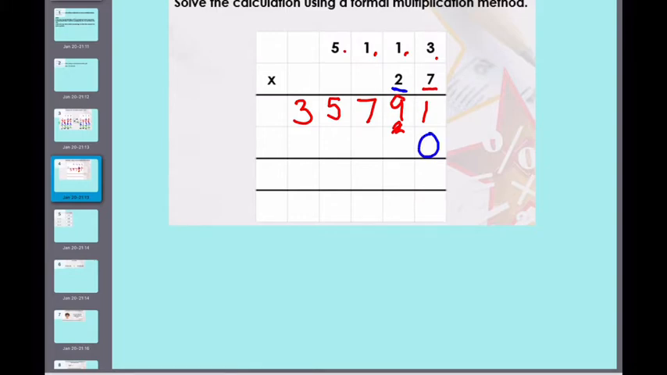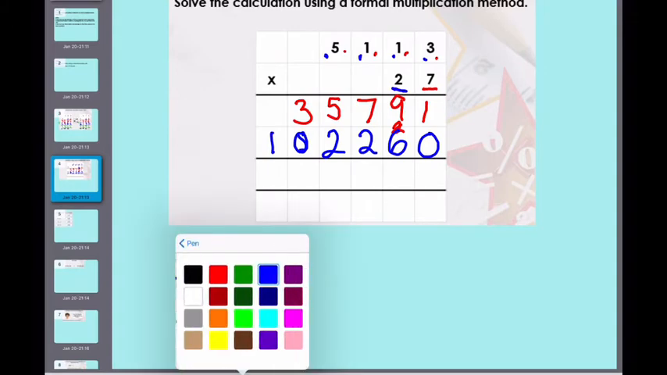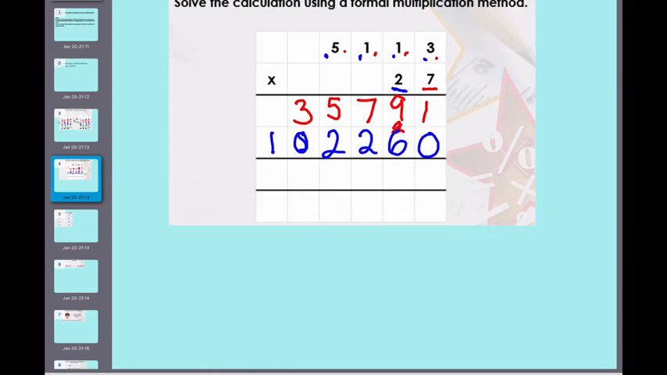Pop my placeholder in. I'm going to do 2 multiplied by 3 is 6. 2 multiplied by 1 is 2. 2 multiplied by 1 is 2, and 2 multiplied by 5 is, oh, that looks a bit like a 6, is 10. What do I do next? What did you do next? Absolutely, you were right. I need to add them together.